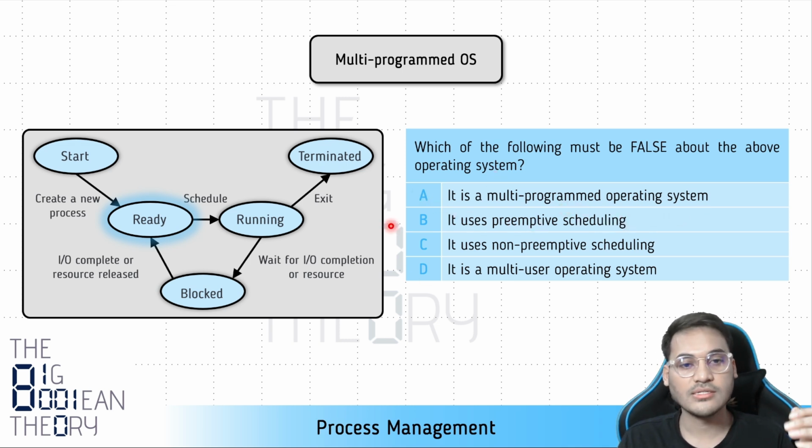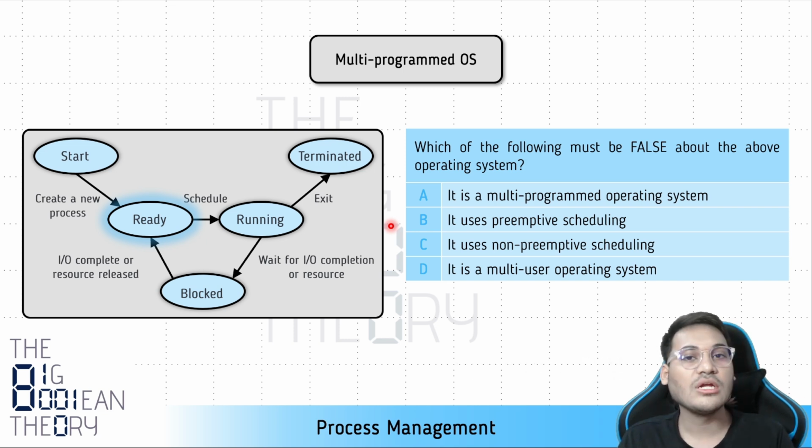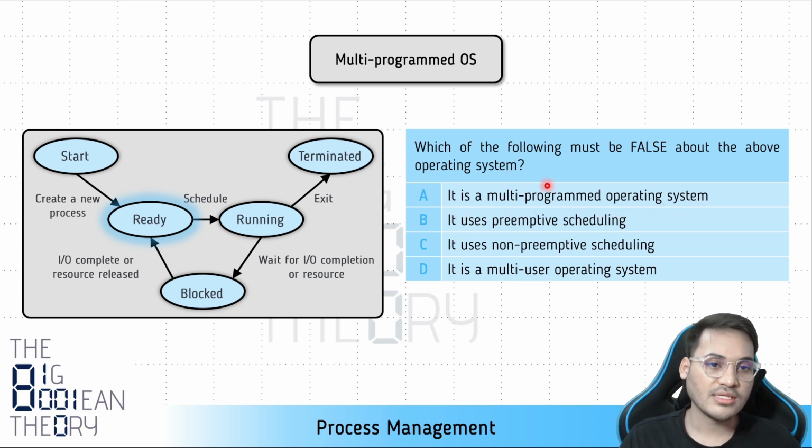Let's assume that there was only a single program in the computer system, then that single program can directly go and run on the CPU whenever it wants, right? Then there was no need to perform time sharing and develop this abstraction of a process. So whenever you see this process state transition diagram, or whenever we talk about a process, then we are sure that we are dealing with an operating system which has multiple programs. So this statement, that it is a multi-programmed operating system, is a true statement. And since the question asks which of these statements must be false, this option A is incorrect.